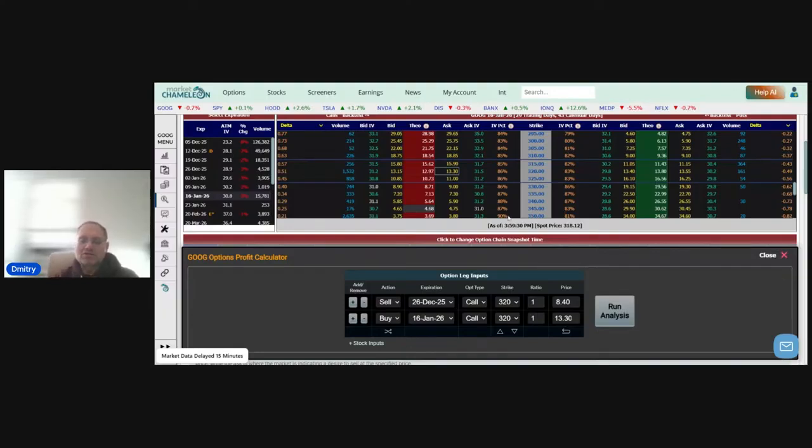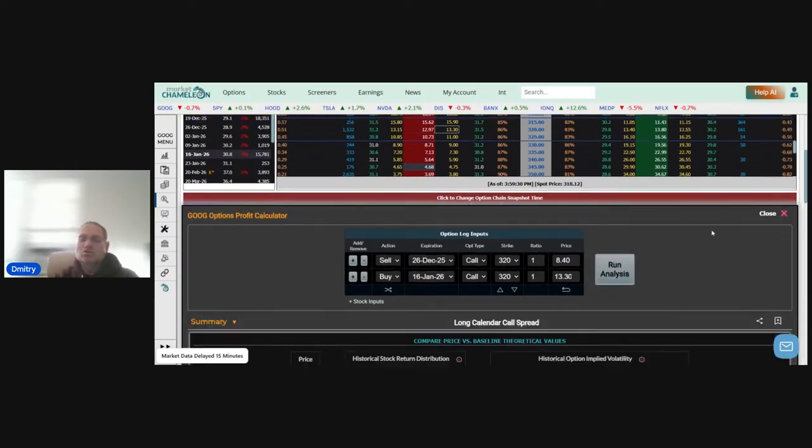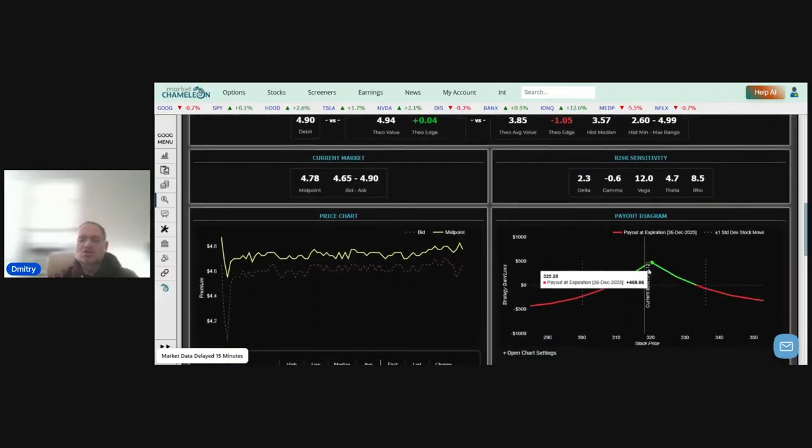So we're going to run an analysis just to get a view for it. And once we run an analysis, we get all these different analytics for us. Here's the first payout diagram, which says December 26 expiration. This is the estimated view of this. Okay, so keep in mind we can't go to the second expiration because the strategy, as a time spread, will cease on the first expiration.